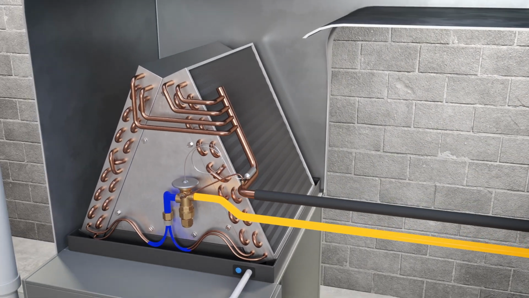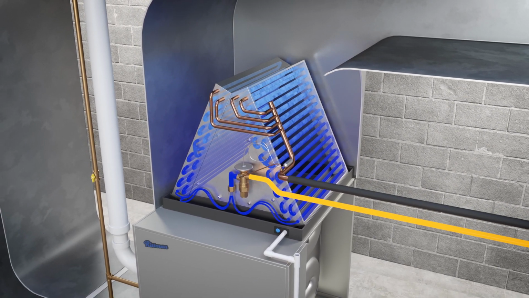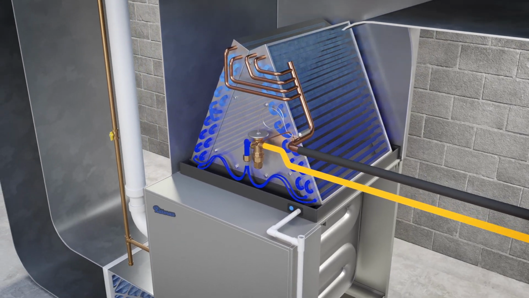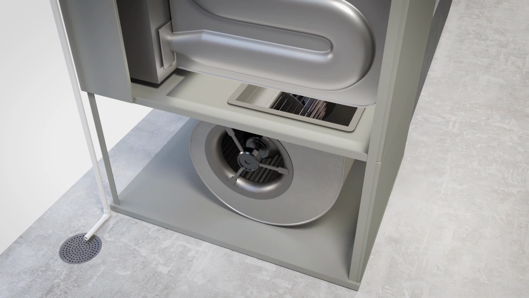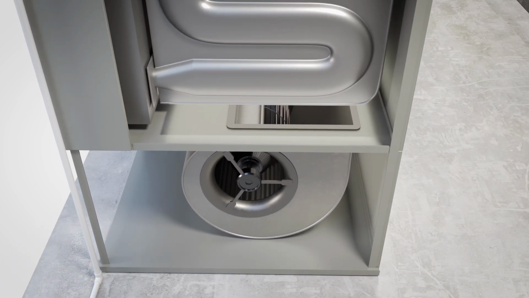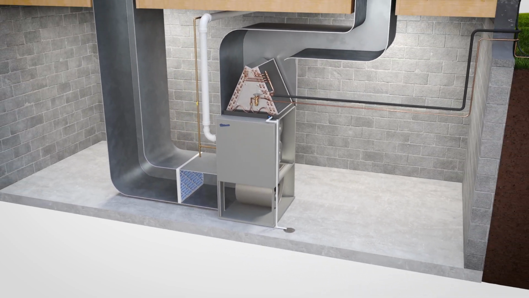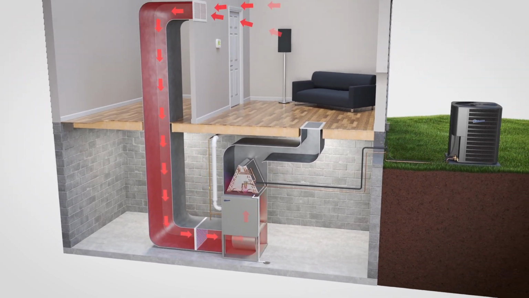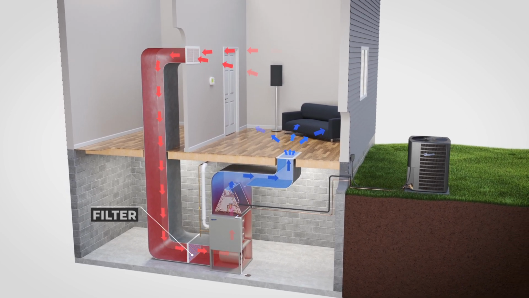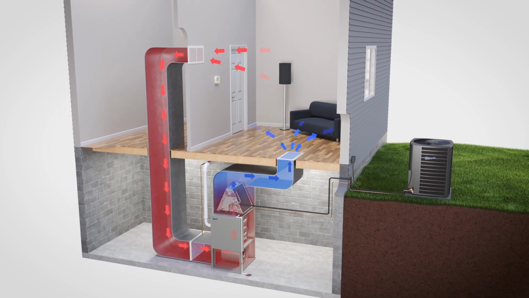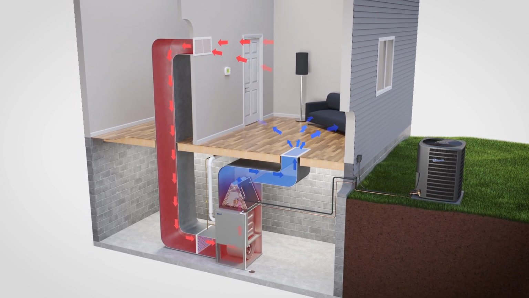The chilled refrigerant then flows through the evaporator coil. The blower begins circulating air throughout the house. Room temperature air is pulled in through the return duct and passes through the filter to remove particulates. The heat from the air is absorbed into the refrigerant inside the evaporator coil, dispersing chilled air through the supply duct.